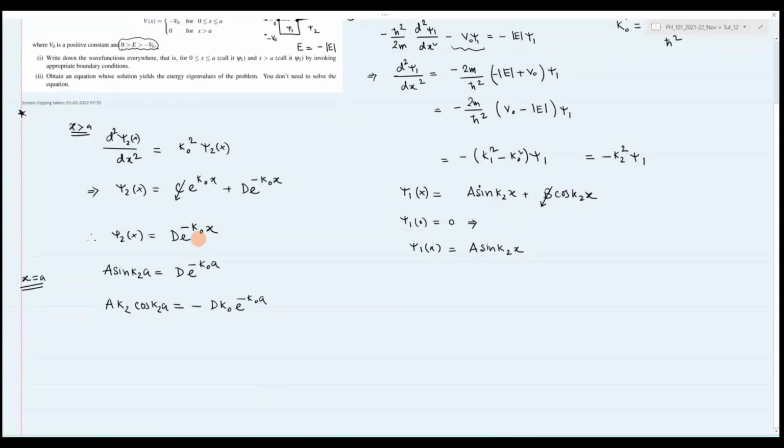We just differentiate this, so it will become d minus k0 e to the power minus k0x, and we are putting x equal to a. Now just divide these two equations, we will get cot k2a is equal to minus k0 by k2. So this is the equation. If we now simplify this, this is basically cos k2a by sin k2a equal to minus k0 by k2.